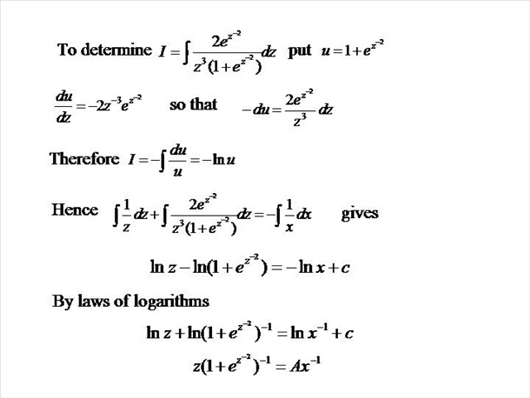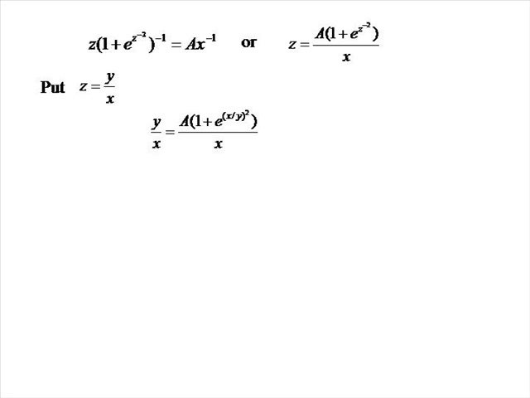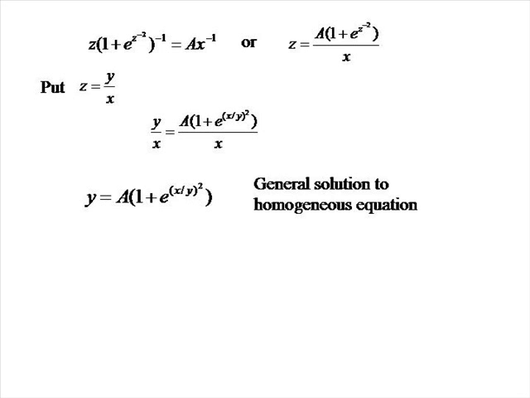Right, so now let's try and simplify this term a little bit, this solution if you like. Well, if we take our term in brackets from the left hand side up onto the right hand side, we see that z is a times 1 plus e to the z to the minus 2 all over x, and if we now remember that z is nothing more than y over x, let's substitute in for z, so we see that y over x is equal to a times 1 plus e to the x over y all squared all over x. Well, the x's here cancel, and we get that y is equal to a times 1 plus e to the x over y squared. This is our general solution to the original homogeneous equation we were trying to solve.